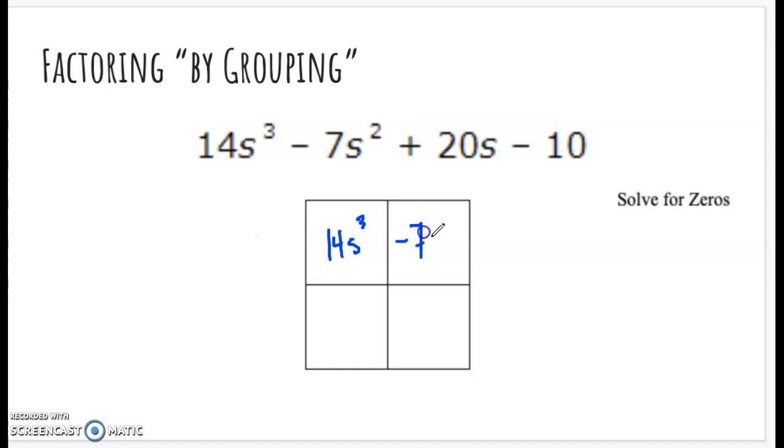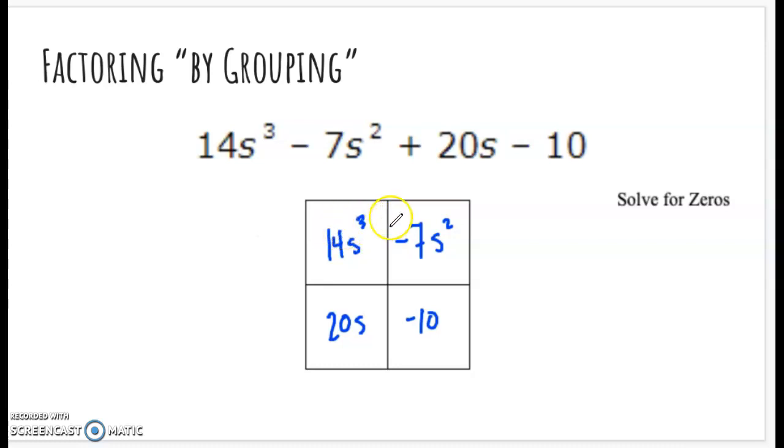Now, one thing to pay attention to here is that our polynomial is written in standard form, right? So all of our exponents are descending. I've got 4 boxes, four terms. Let's see if we can factor them. So 14s cubed and minus 7s squared, let's see here.